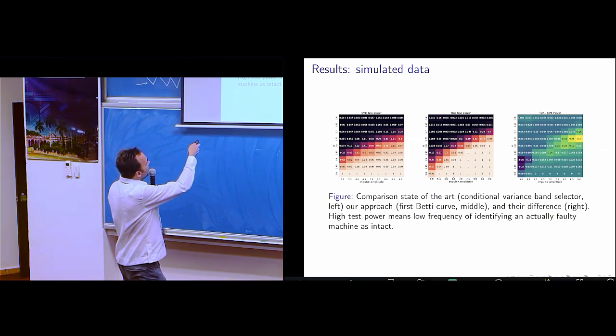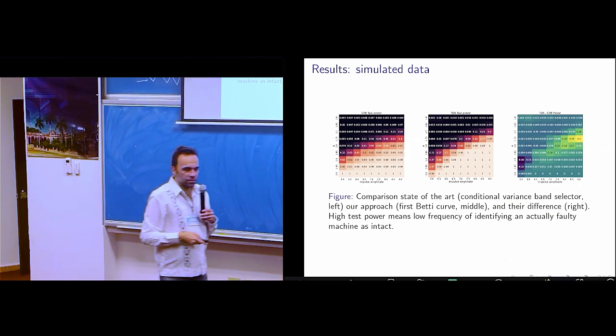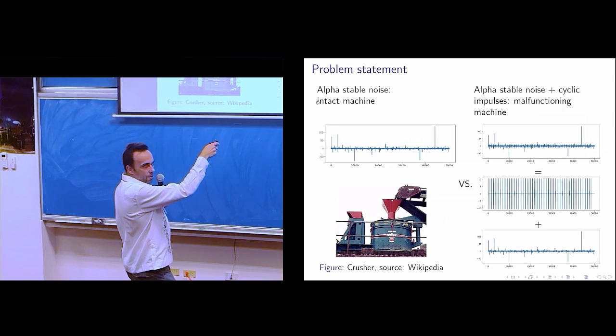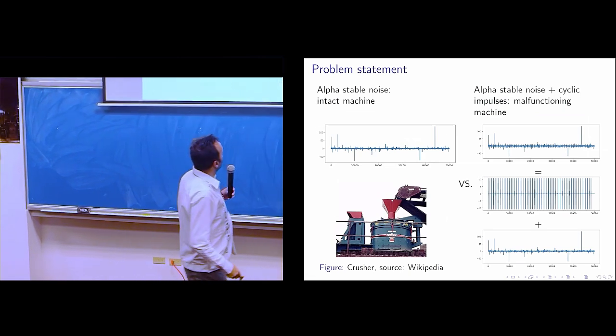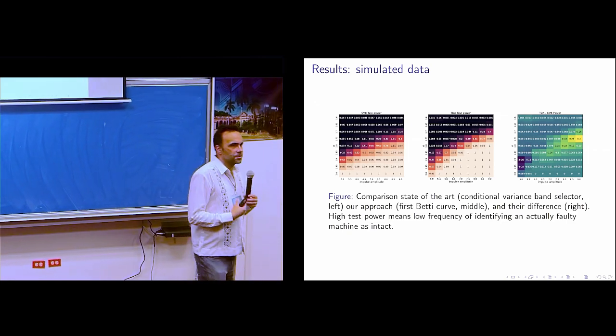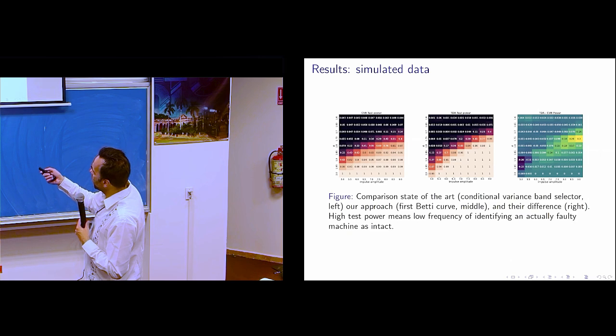And over here we input the amplitude of the cyclic impulse. So this amplitude, how far it goes. And of course, the lower the amplitude, the harder it is to detect a cyclic impulse. The higher the amplitude, the easier it is. And those are the test power.